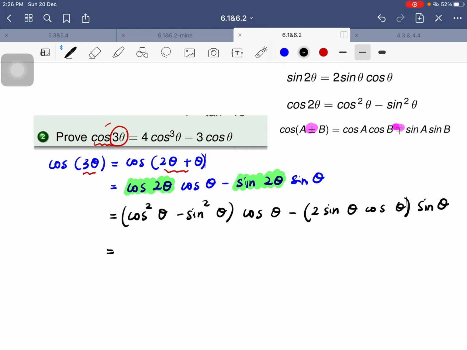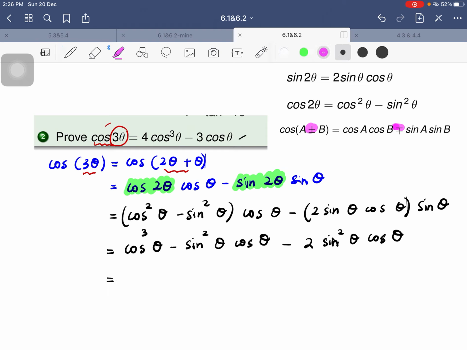I'm going to remove it and have a look whether or not we are on the right track of actually showing that these two are equivalent. So when I expand, I'll end up with cos cube theta for the first term, minus sine square theta cos theta. And at the back, I'm going to have a minus 2 sine multiplied by sine, that is going to be sine square theta, multiplied by cos theta. So that's how it looks like.